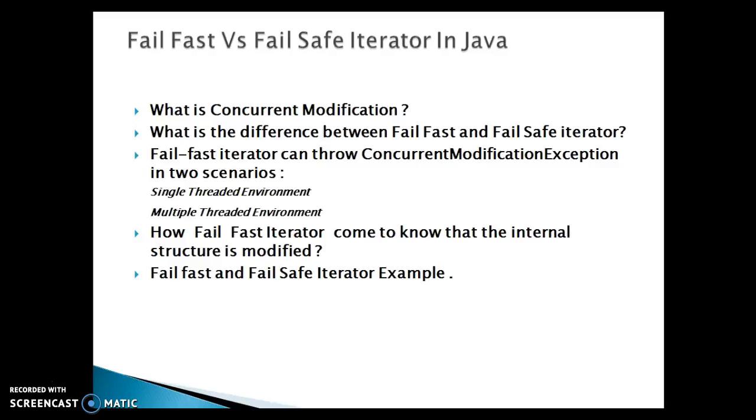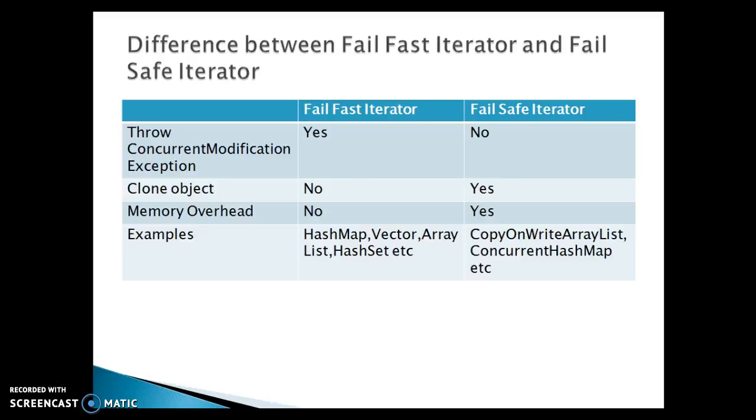I hope you understood what fail fast and fail safe iterator are. Now the time has come to show you these things through an example, but before that I have summarized these things in tabular format, so let's discuss these points as well. Here the headline is the difference between fail fast iterator and fail safe iterator, with respect to throwing concurrent modification exception, cloning, in what case cloning happens internally, memory overhead, and examples, right?